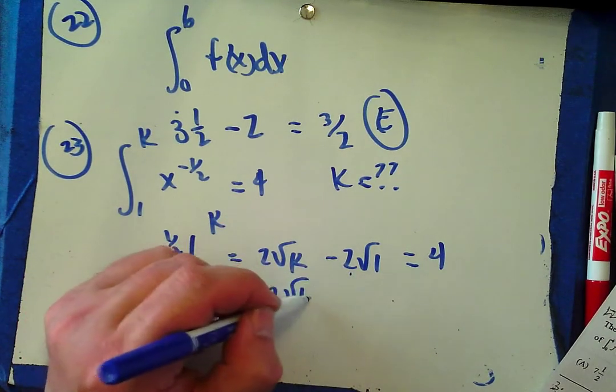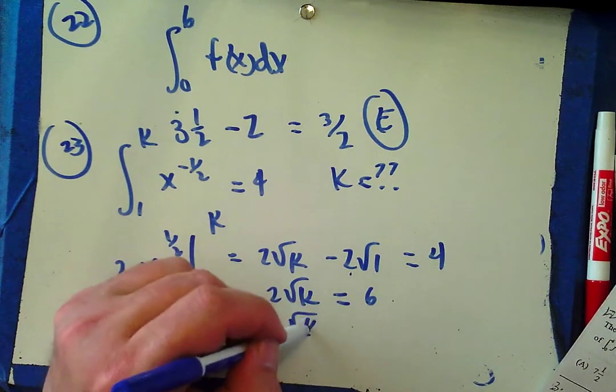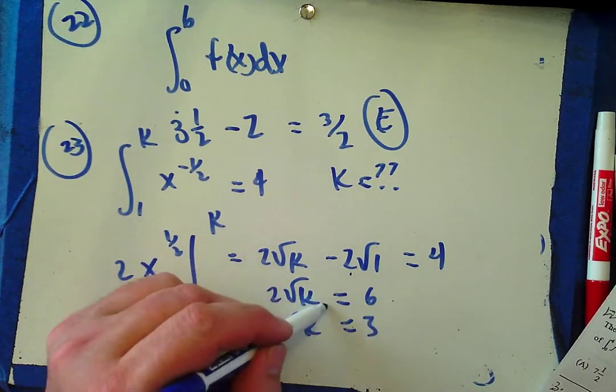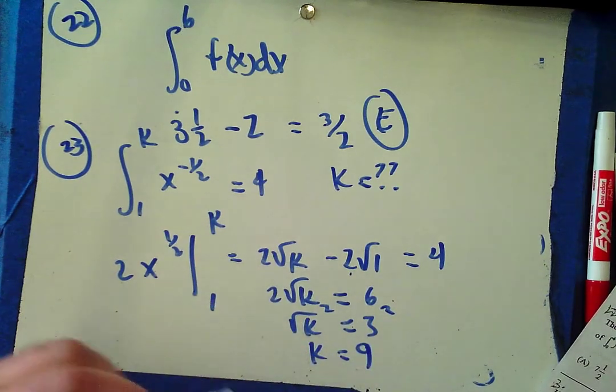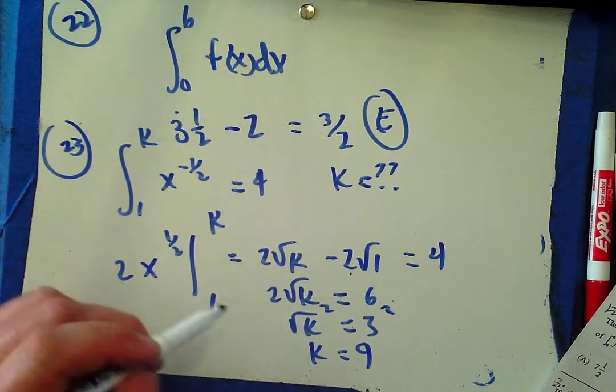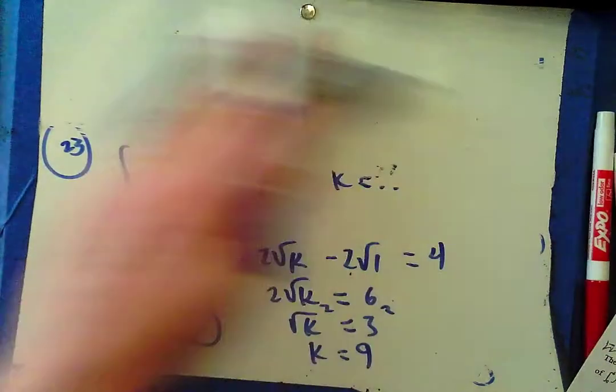I have 2 root k equals 6. I divide both sides by 2. Square root of k equals 3. Square both sides, and we get k equals 9. K equals 9 is choice C. Choice C for number 23. How about 24?